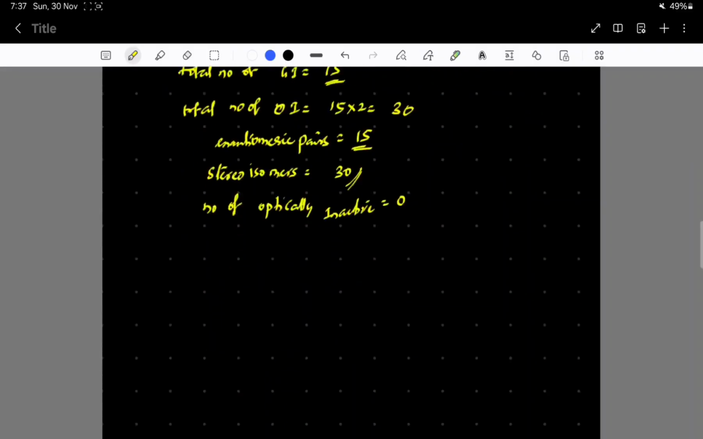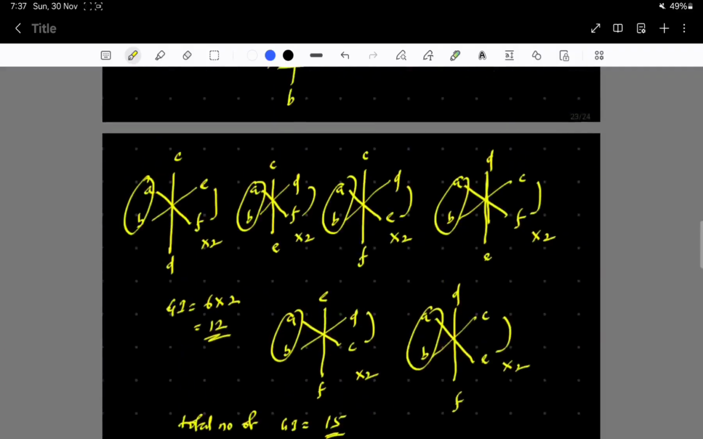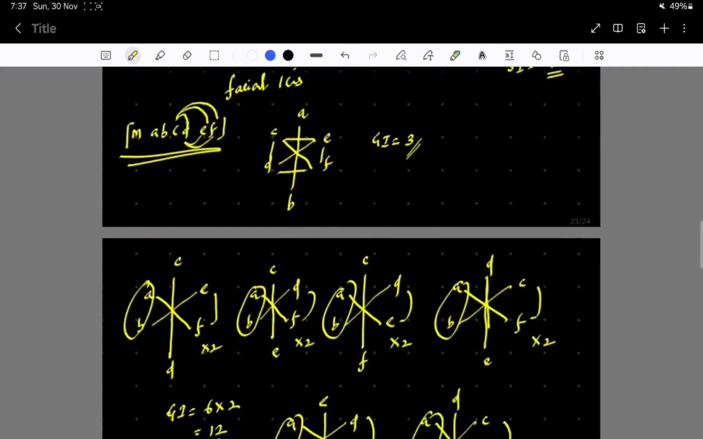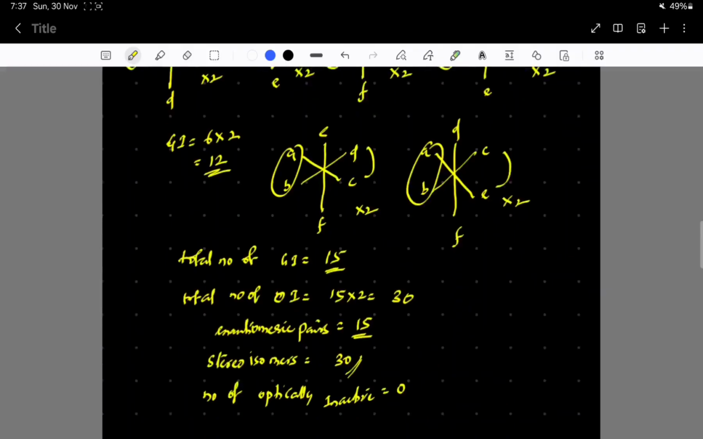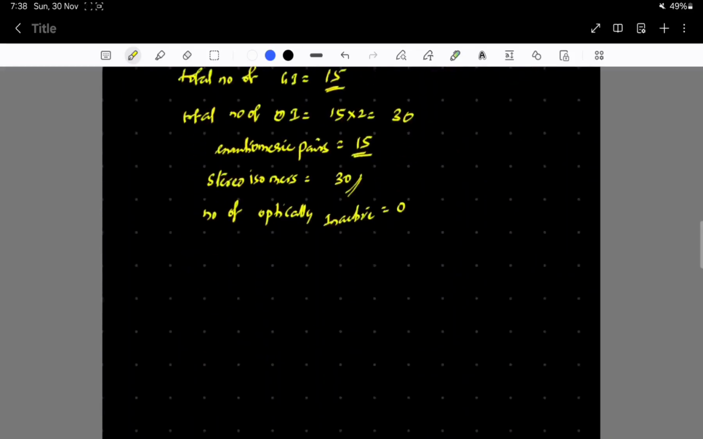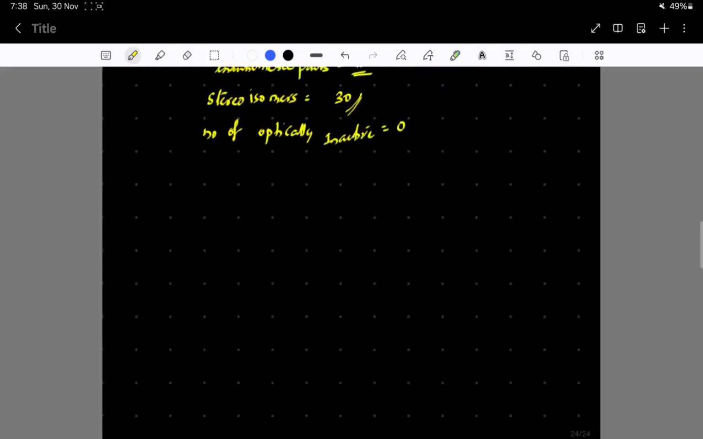Now this is very important, right? In the exam, there is no need to write all these combinations; we are writing the possible combinations here. Just remember the number, because the examiner asks how many isomers are possible, how many geometrical, how many optical, and so on, right?